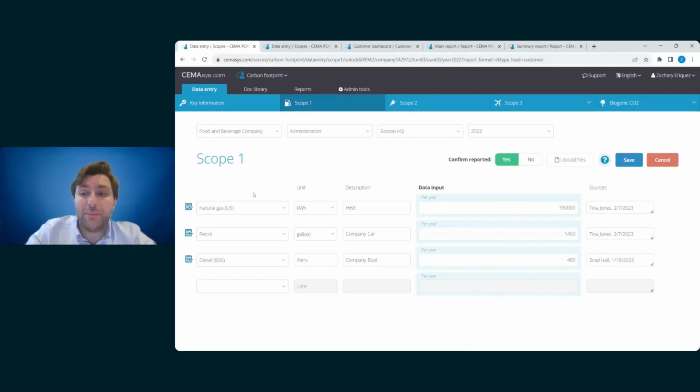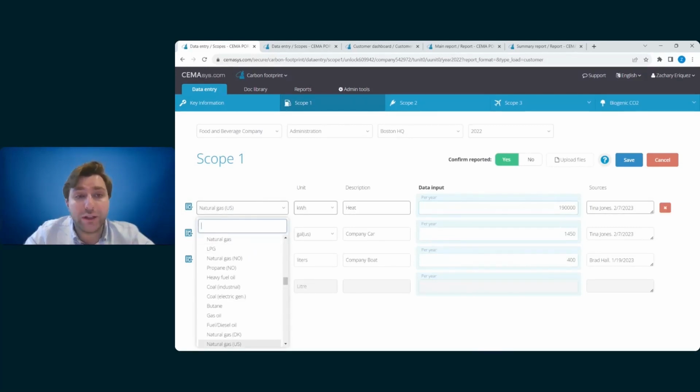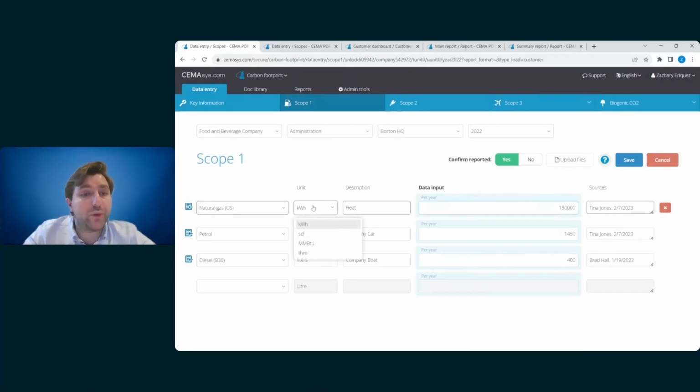But looking at scope 1, we have your activity data here, which we have as natural gas. You can utilize this drop-down menu to choose from our various emission factors. Next, you want to choose a unit of measurement. For this, we have kilowatt hours. And then you would like to enter a description. So for this, it is heat. And then the data input is where you input your figure. And then it's great to have a system that has a source option because it allows for you to show who entered the data, when it was entered, and where it comes from.